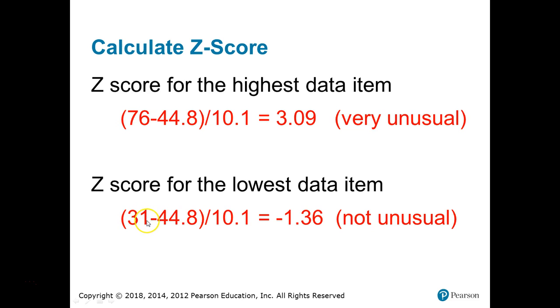31 is our youngest person. So 31 minus 44.8 divided by your standard deviation would be negative 1.36. Notice that that negative represents that we're to the left of the mean, and a positive is to the right of the mean. And of course, negative 1.36 standard deviations away from the mean is not unusual. That would be considered a typical data value.